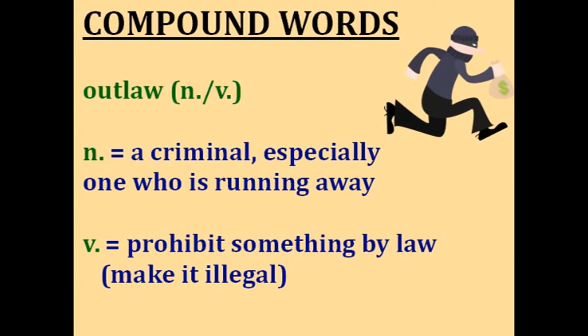Outlaw. The word outlaw actually has 2 different meanings. It can be a noun or a verb. So the noun, a person who is an outlaw, is a criminal, usually one who is running away from the police and trying to avoid being captured. Now the verb outlaw means to prohibit something by law.